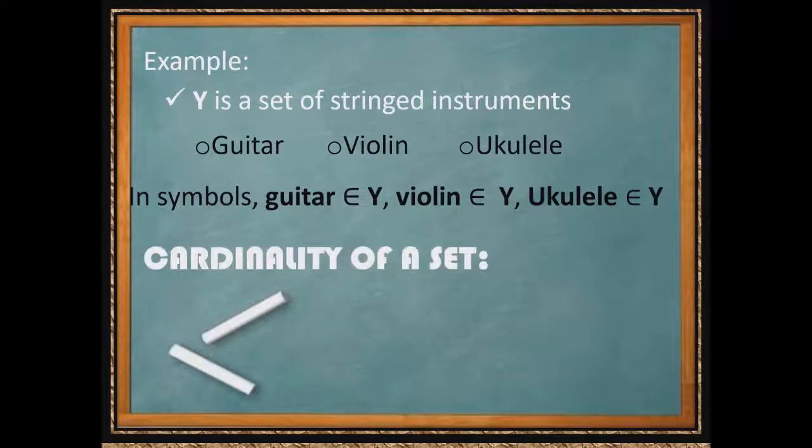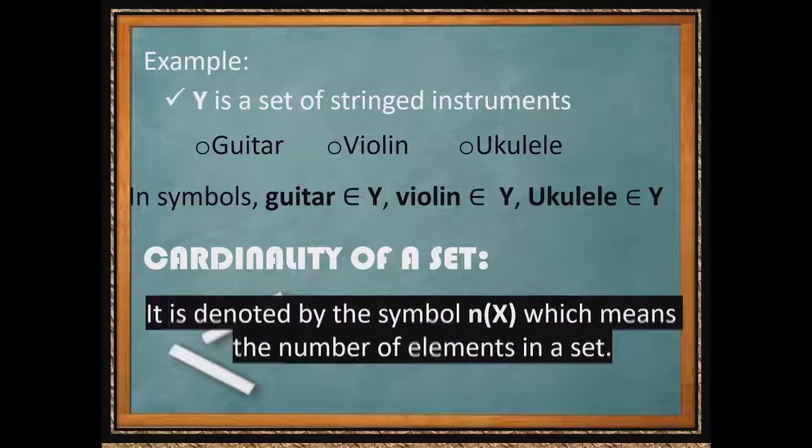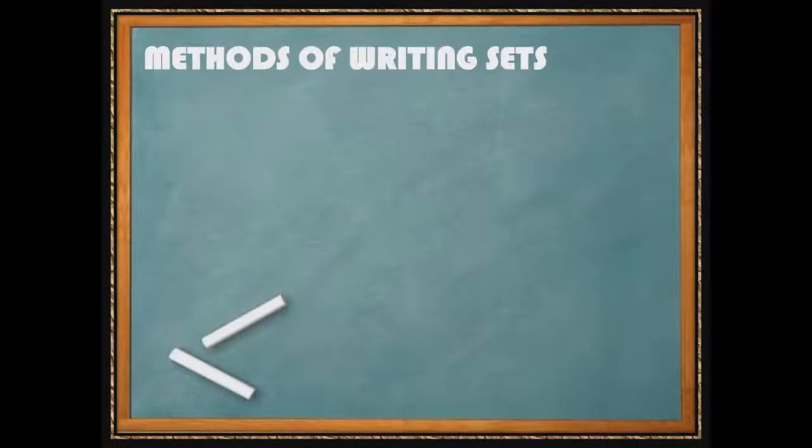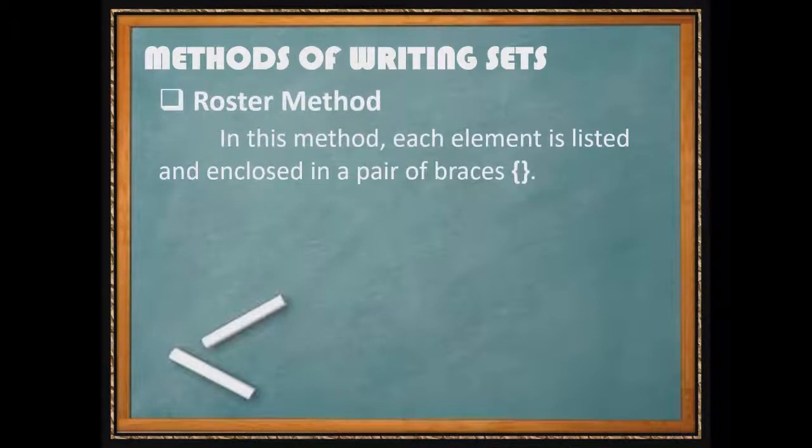So now let us have the cardinality of a set. Cardinality refers to how many elements are there in a given set. It is denoted by this symbol. Now let us move on to methods of writing sets. There are two methods. First, we have the roster method. Roster method is a method where each element is listed and enclosed in a pair of braces.